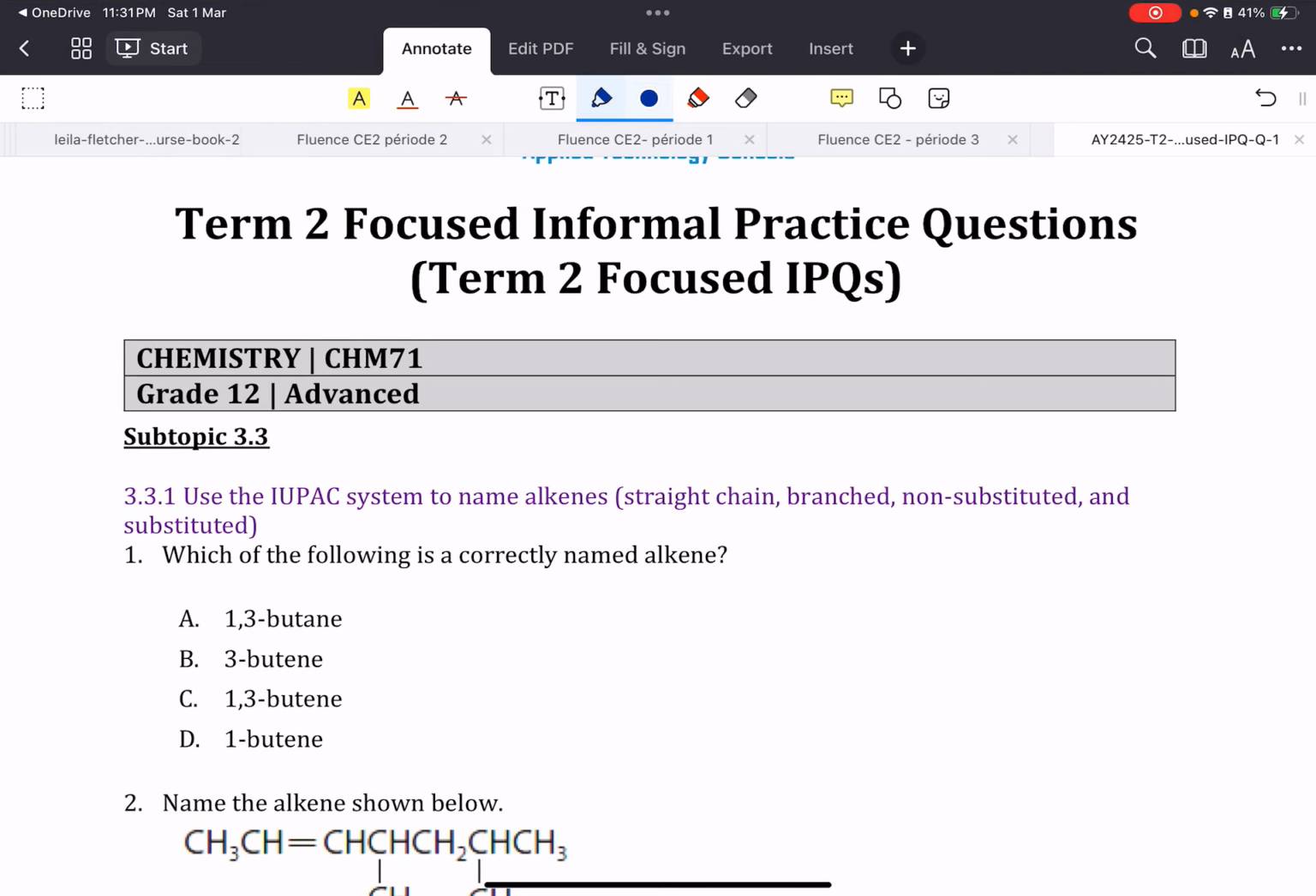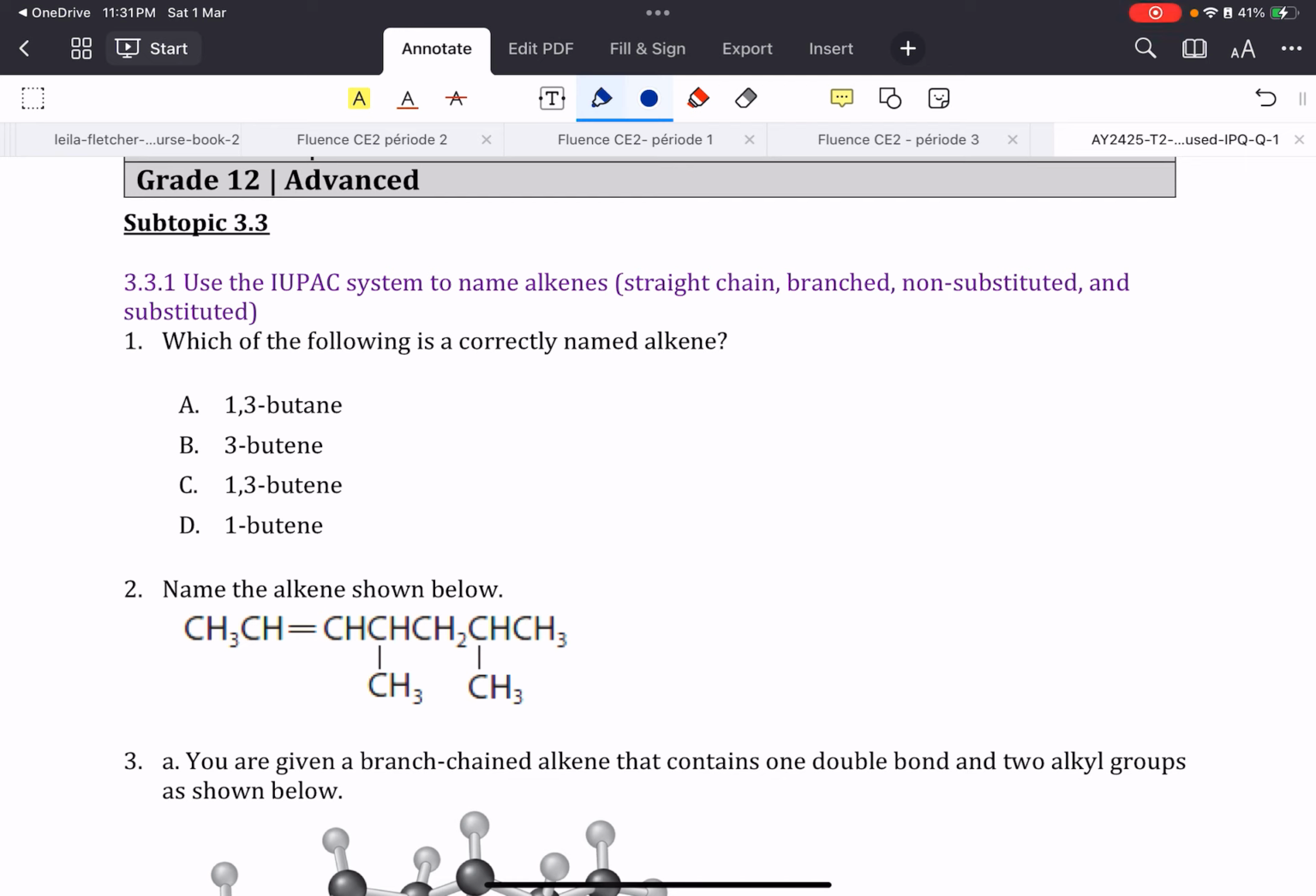Term 2 focused informal practice questions, grade 12 advanced. Which of the following is a correctly named alkene? In naming alkenes, we always have to select the longest main chain containing the double bond. And when we name the double bond, we have to identify a number specifying the correct location of the double bond on the main chain.